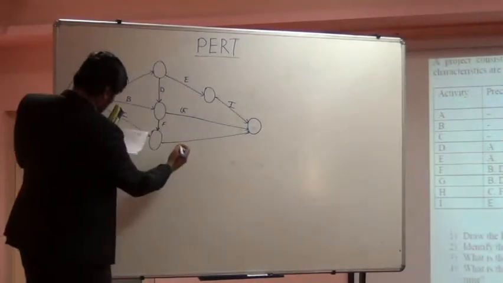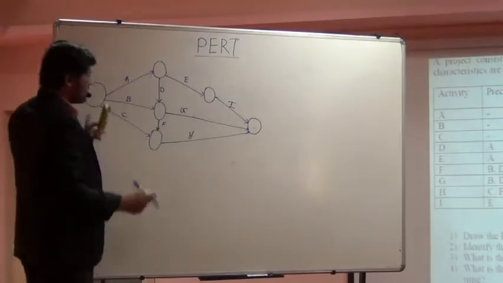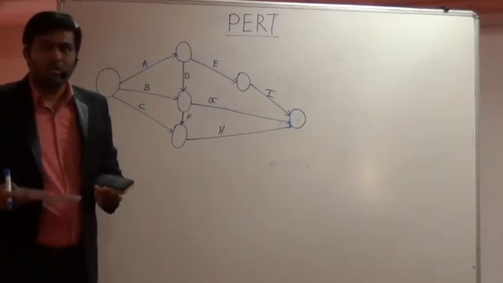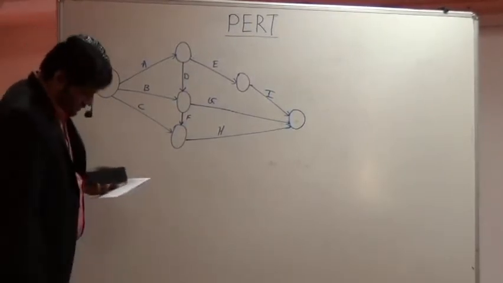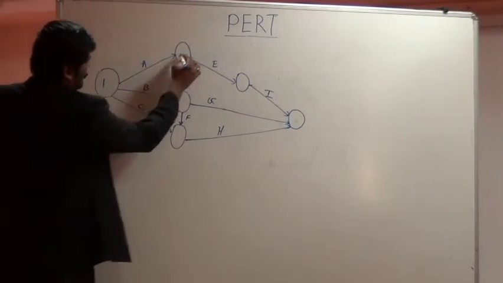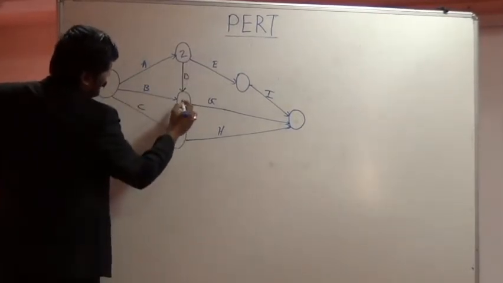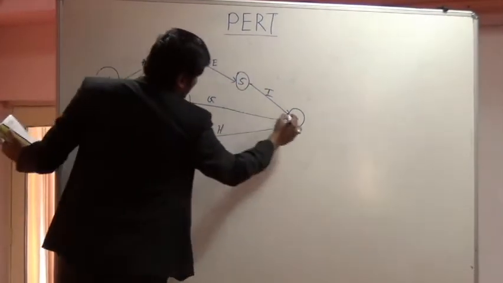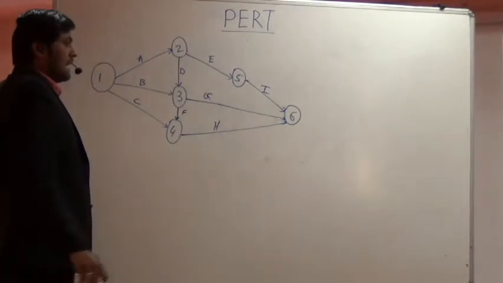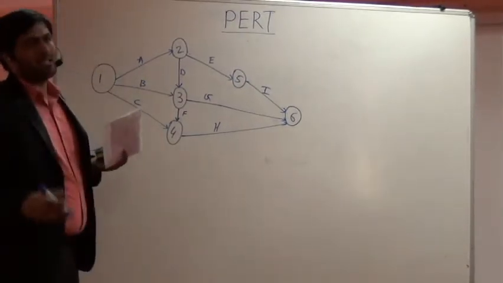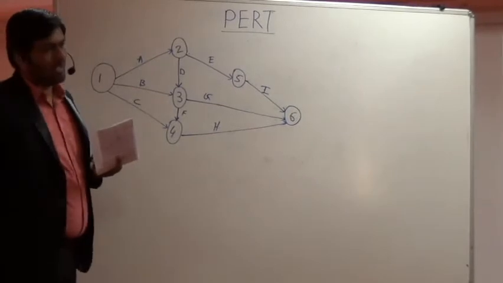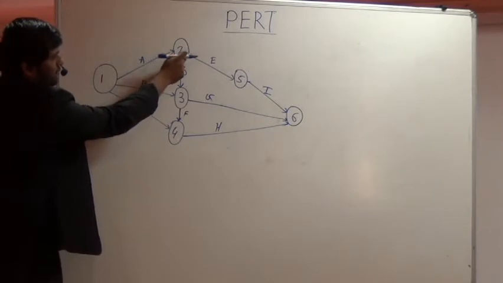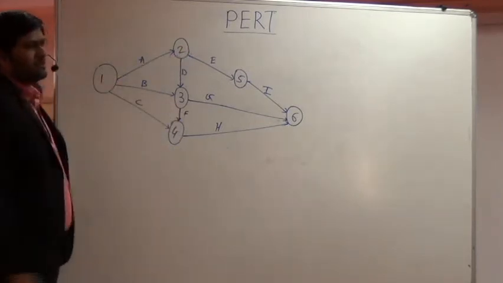You see, this is the correct network. It is starting with a single node and ending with a single node, and it follows all the precedence given in the question. Now, after drawing the network, we need to give numbers to the nodes. Remember, while giving the numbers, the tail of an arrow must be smaller compared to the head of the arrow. If you see 1 to 2, this is the arrow, the head is over here, so 2 is greater than 1. In that way you can give the numbers to the nodes.